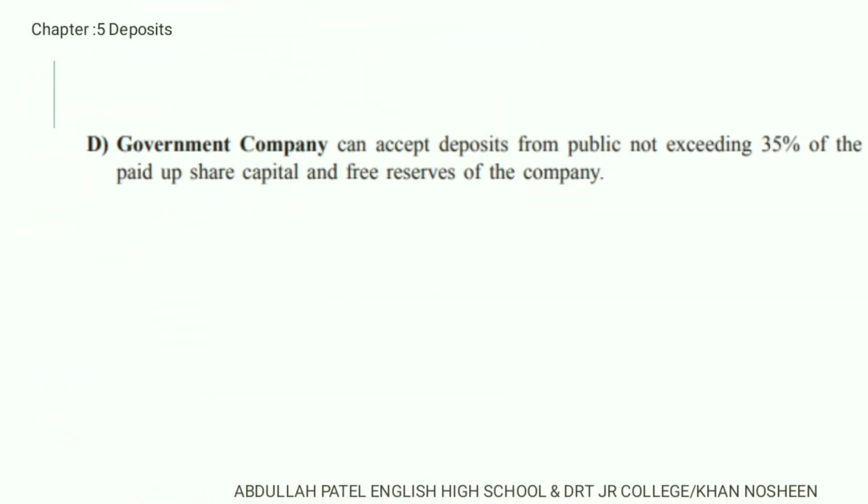Now another type of company, that is the government company, can accept deposits from the public, but the limit should not be more than 35% of what? Of the paid up share capital of the company and the free reserves of the company.